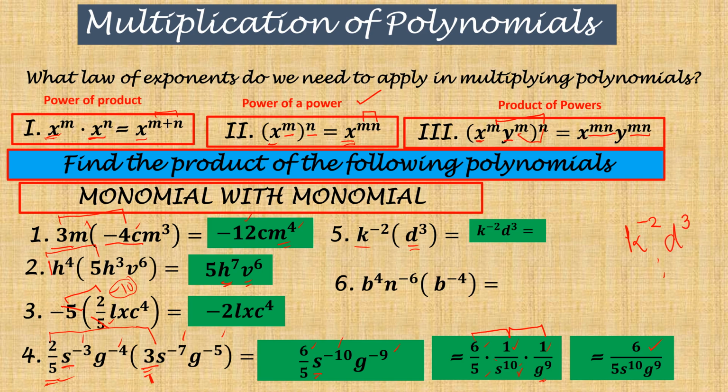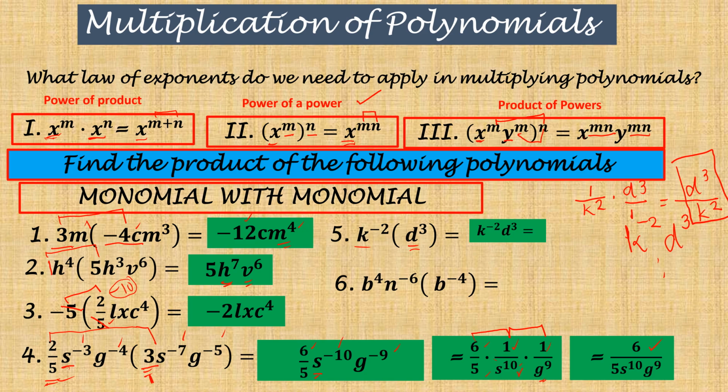But you know that k to the negative 2 will give you 1 over k squared times d to the power of 3. And then for this to further simplify, we just simply multiply 1 times d cubed. We have already d cubed over k to the power of 2. So therefore, this is our final product in number 5. So let's proceed to number 6.